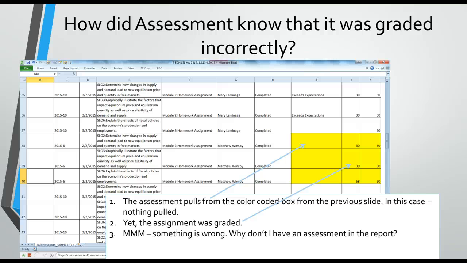So how did I know that it was graded incorrectly? This is the report that I pull on the institutional core competencies, and I know which SLOs map to which core competency. So when I saw over here that the student had been graded, but there was nothing in the box to tell me whether they met expectations or exceed expectations, I knew something was wrong. Why is there no assessment data in the report? So I knew that there was an error.